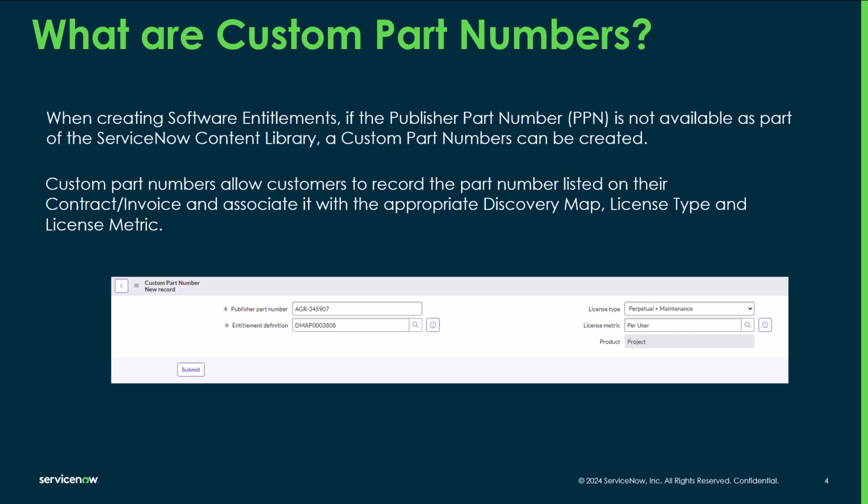Or maybe you purchase software from a really small publisher, so maybe software that's very customized, very specialized, and our content team strictly doesn't even know about it. Or maybe you've purchased or developed, I should say, your own in-house software that you want to be able to track and maintain and sell, etc. So custom part numbers really allow customers to record those part numbers, the ones that are listed on their contracts and invoices, and associate them with the proper discovery maps, license types, and license metrics.